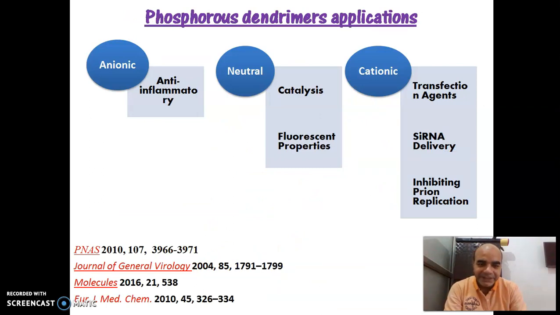What I was explaining in the last slide is that these phosphorus dendrimers have diverse applications. When the surface is anionic, it has anti-inflammatory applications. When the surface is neutral, it has applications in catalysis and fluorescent properties, and with a cationic surface, it has applications in transfection agents, RNA delivery, prion replication inhibition, etc.